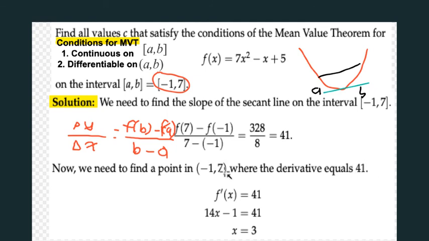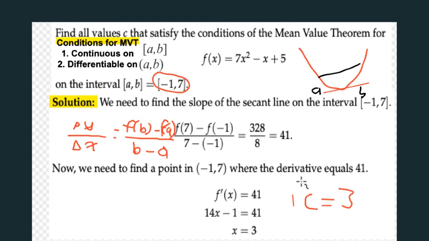So how do we find a point in the interval -1 to 7 where the derivative is 41? How are we going to do that? Well, I have to figure out f prime of x, that's the tangent slope, set it equal to 41 and solve for x. So what's the derivative of 7x squared? 14x. What's the derivative of -x? -1. Set that equal to 41 and it works out to x equals 3. So we know then that c equals 3.